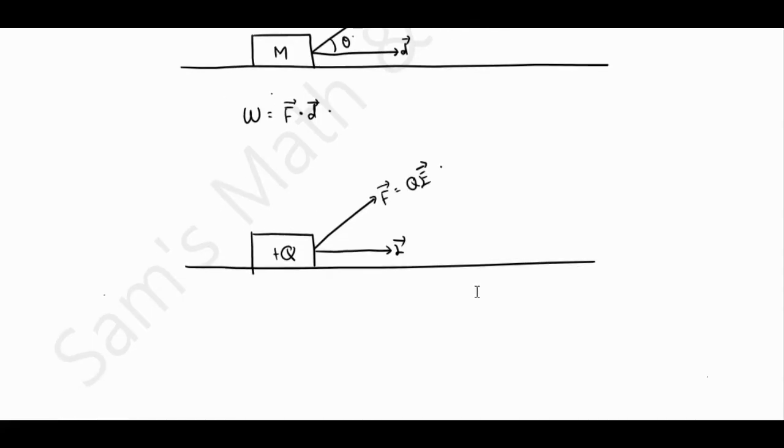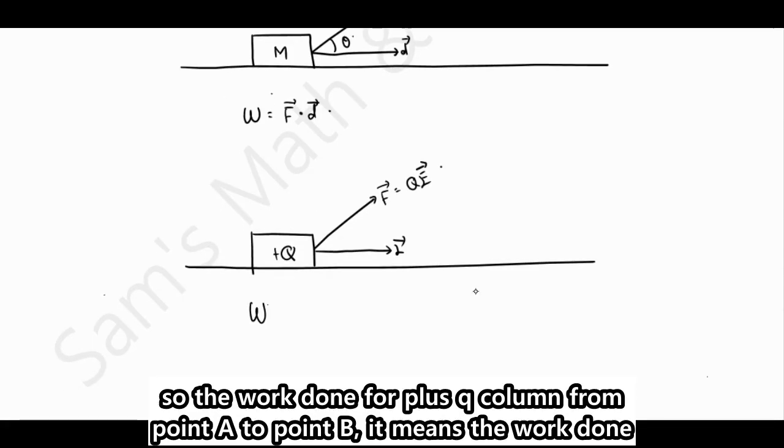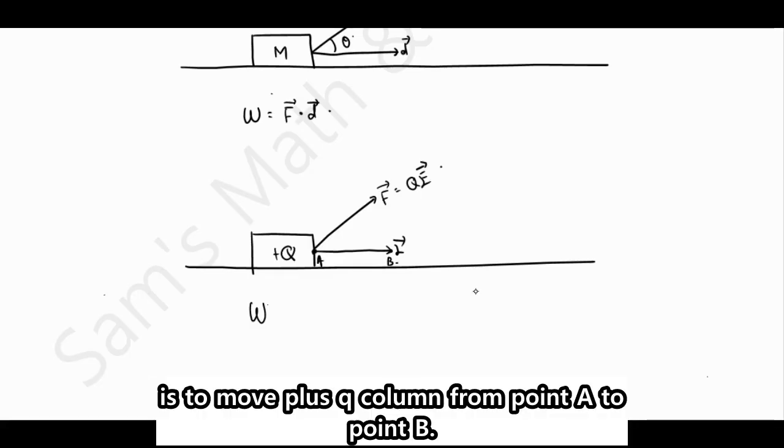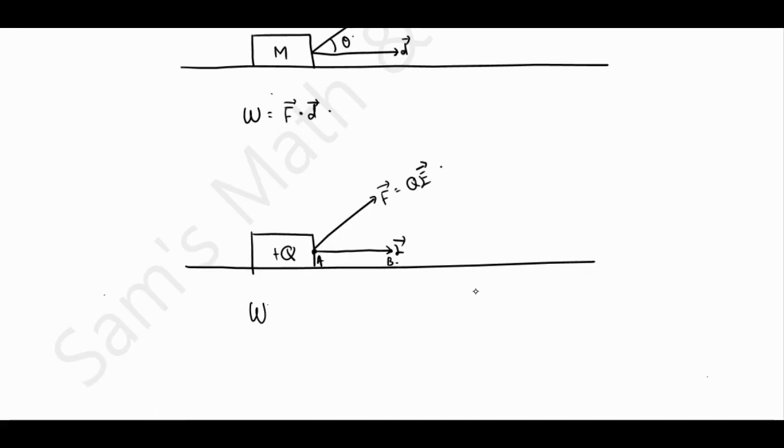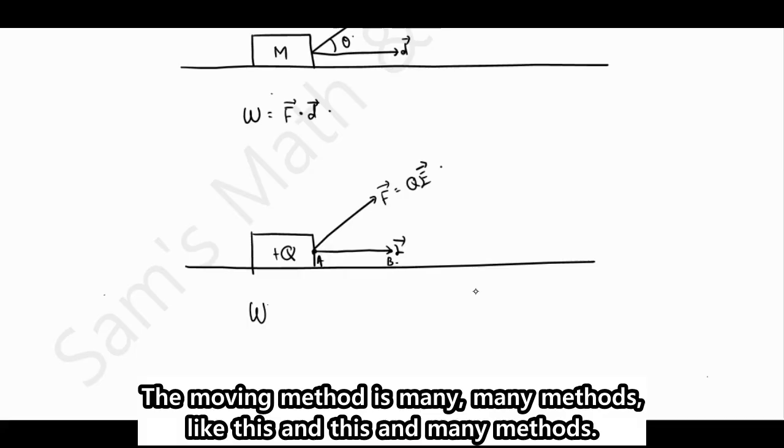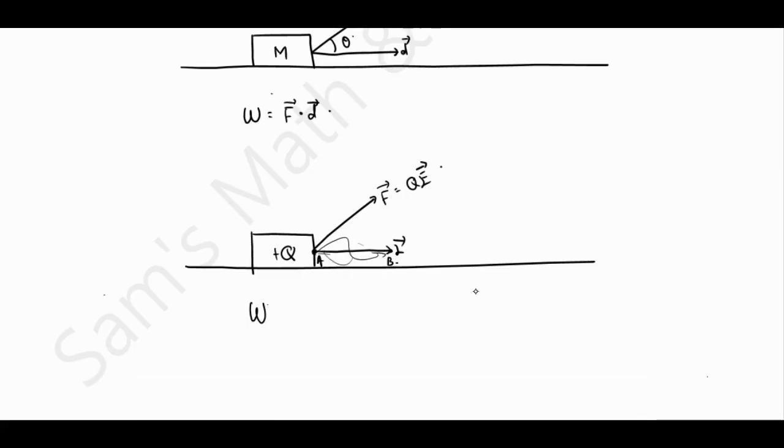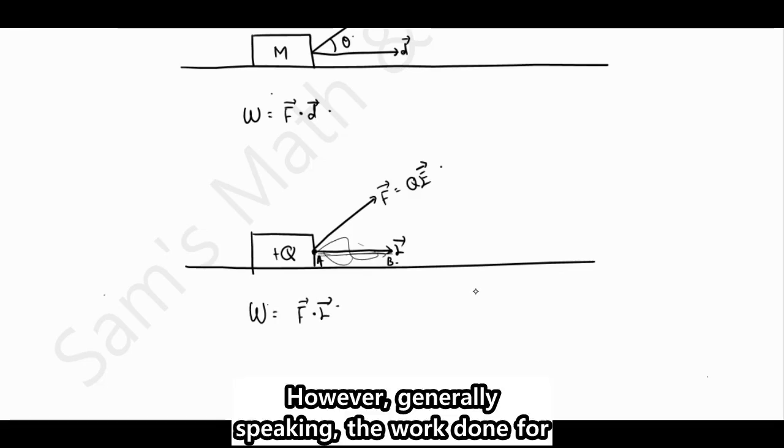So the work done for plus q coulomb from point A to point B means the work done to move plus q coulomb from point A to point B. There are many ways of moving, like this and many others. Anyway, this is the L vector, this is F dot L vector.